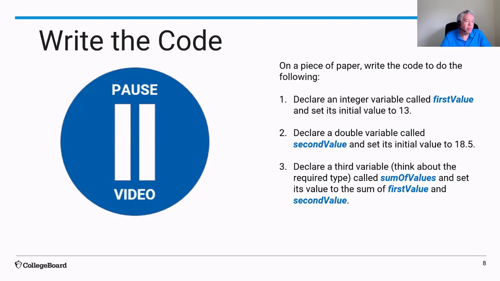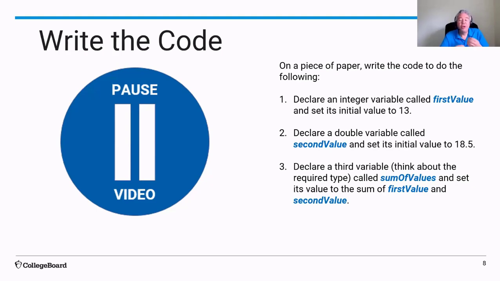So on a piece of paper, what I would like you to do is write the code to do the following. I want to declare an integer variable called first value and set its initial value to 13. Then I want to declare a double variable called second value and set its initial value to 18.5. And then finally, I want to declare a third variable. So think about the required type. Think back to what we talked about in past videos about doing operations involving multiple data types. And I want this to be called sum of values. And I want to set its value to the sum of first value and second value.